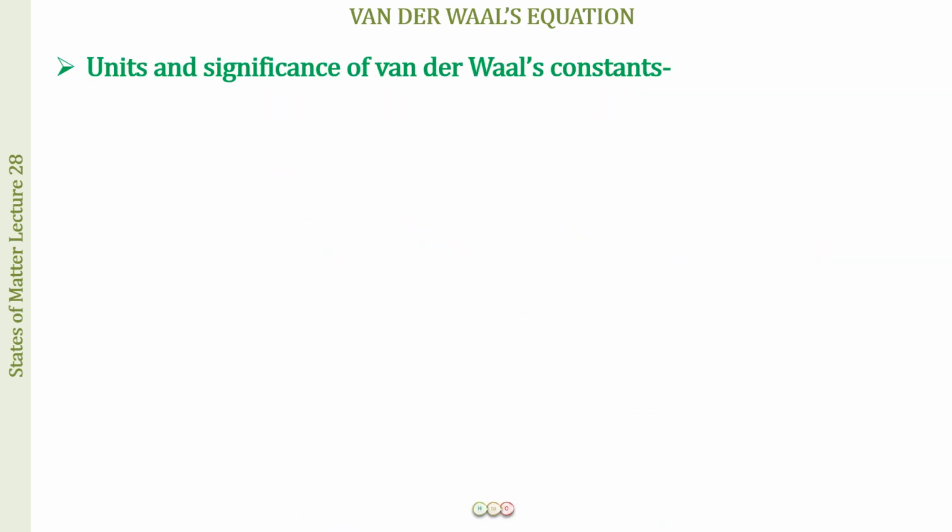Next we talk about the units and the significance of the van der Waal constants, and please be very attentive, learn this very well because these are frequently asked in the examination. First of all we have the units of a. We now know that an²/V² is what term? This is a correction of the pressure.